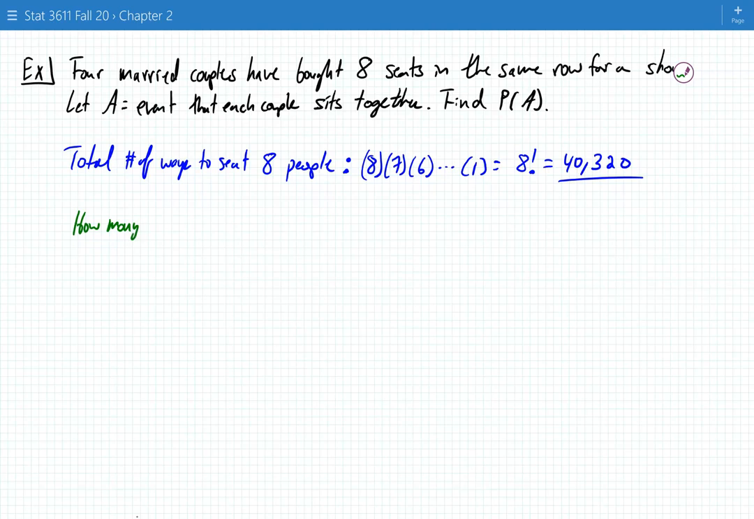How many ways can each couple sit together? All right. Now, there are a variety of ways that you can think about this specific instance.